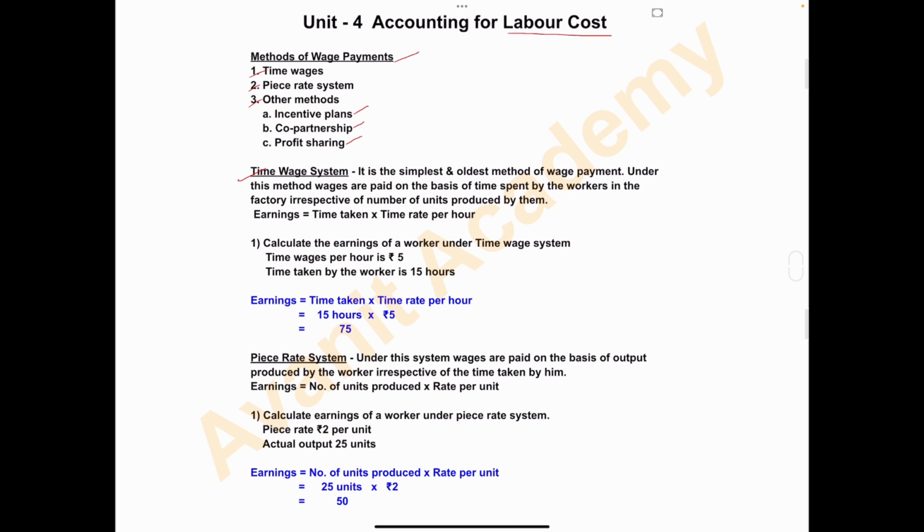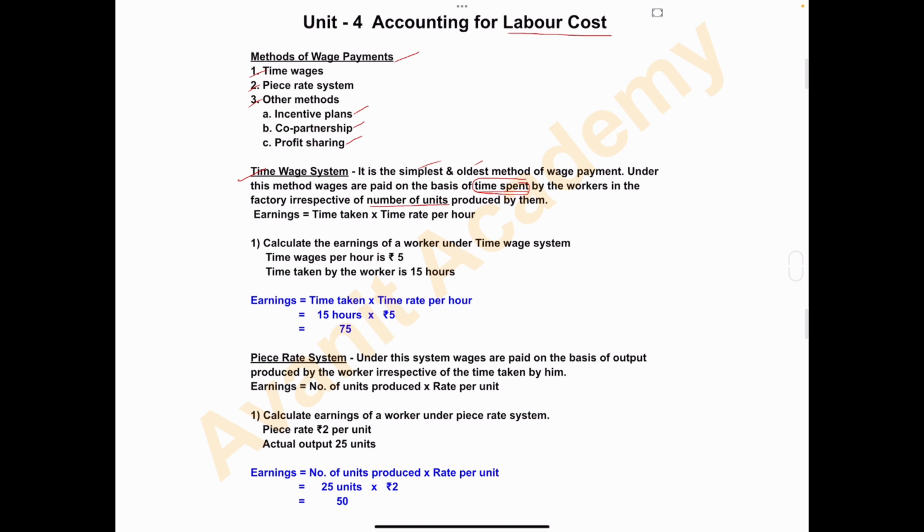It is the simplest and the oldest method of wage payment. Under this method, wages are paid on the basis of time spent by the worker in the factory, irrespective of the number of units produced by them. Under this method, the workers or the employees are paid wages on the basis of time spent by them, how many hours they have worked in the factory. On the basis of that, they are paid remuneration and not on the number of units produced by them.